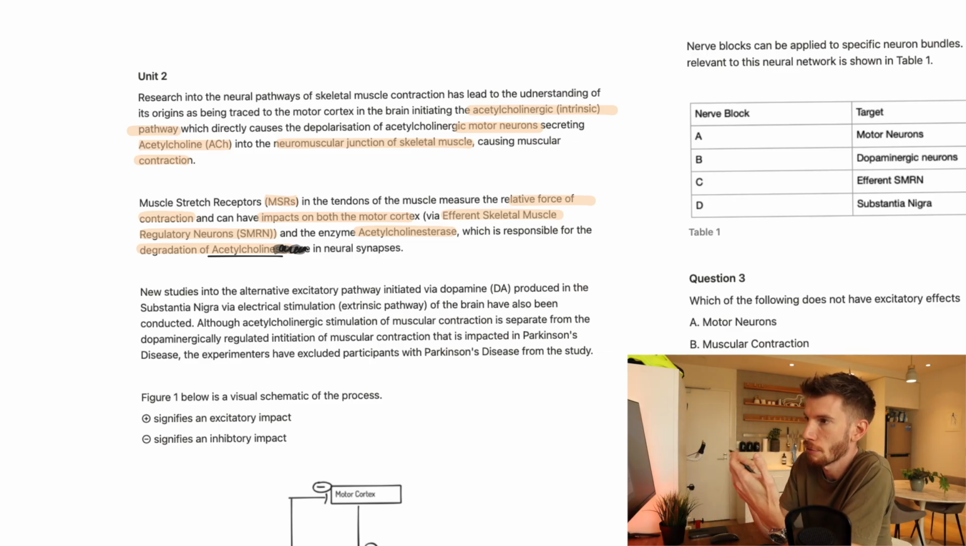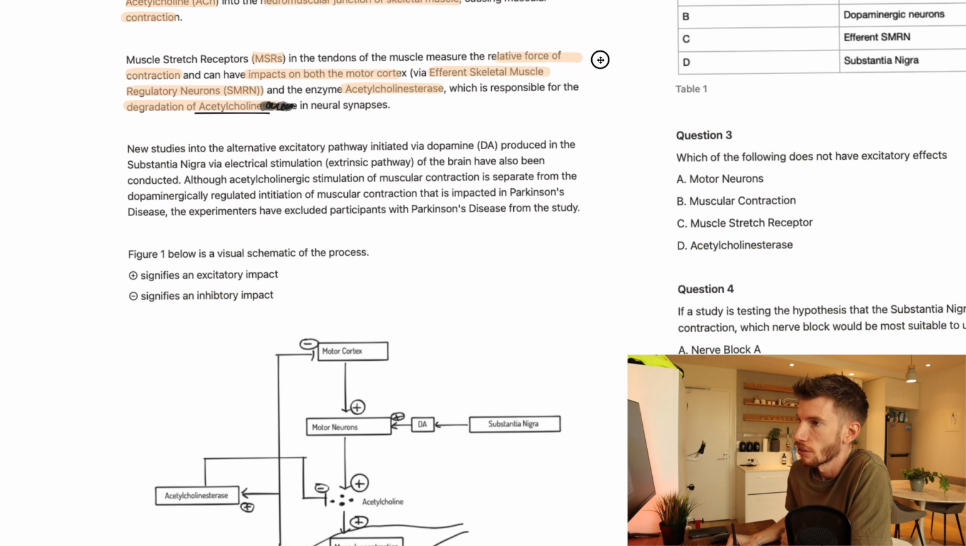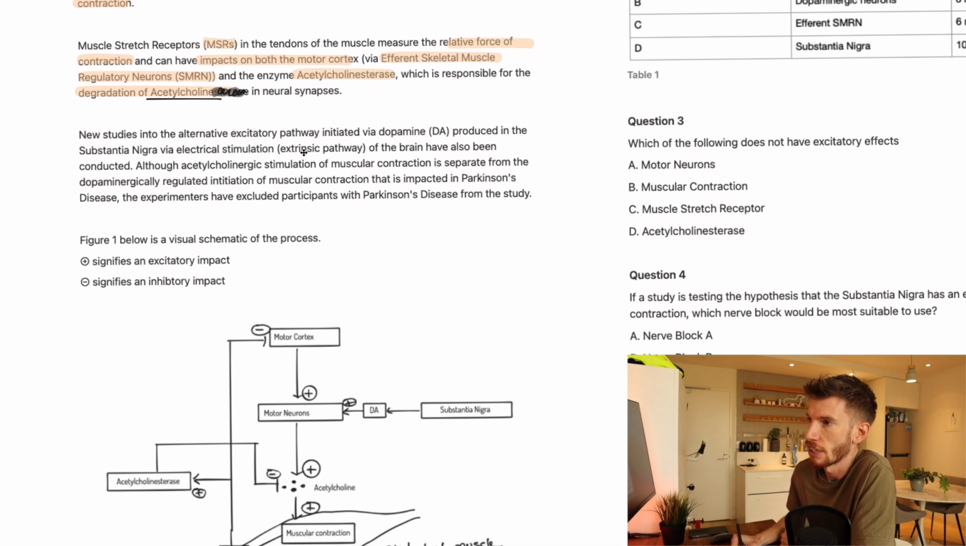got an intrinsic pathway, which was acetylcholine onto the muscle from the motor cortex. Then we've got muscle stretch receptors, which are having impacts on that motor cortex. And then they're using SMRNs is all we're going to use for now. And then we've also got an enzyme that's breaking down the acetylcholine at the same time. So then we have new studies into the alternative excitatory pathway initiated by dopamine, or DA. So there's another one.